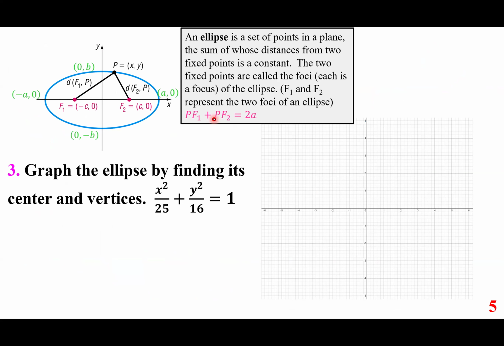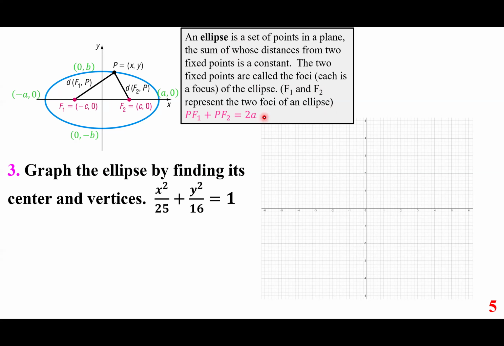and here's a definition. An ellipse is a set of points in a plane, the sum of whose distances from two fixed points is a constant. The two fixed points are called the foci. Each is a focus. Here's focus 1, focus 2 of the ellipse. F1 and F2 represent the two foci of an ellipse. So PF1 plus PF2 equals 2A.